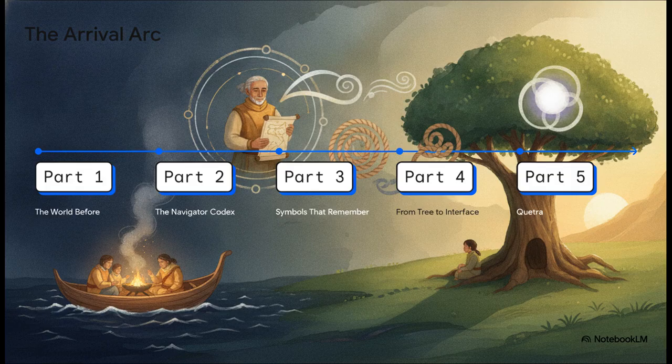To really grasp why this matters, let's take a quick look at how we actually got here. In part 1, we entered the world before the interface. Remember that small, warm boat world where every single word carried weight? Then in part 2, we met the Navigator Codex, which taught us how to find our bearing and act carefully in a shared space. By part 3, we were examining the symbols that remember, the rope, the breath, the wind. And in part 4, we saw how the nut tree at the edge of the settlement served as this safe boundary, a model that waits well and offers a threshold. And that whole journey brings us directly to today, part 5, Quetra. We have finally reached the digital interface itself, built entirely upon all of these ancient memories.